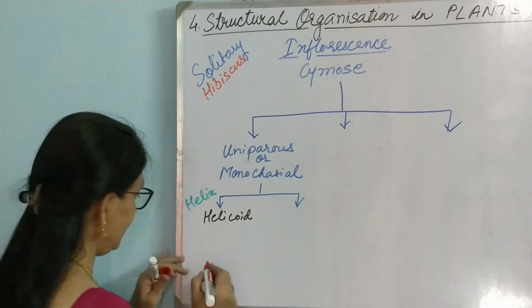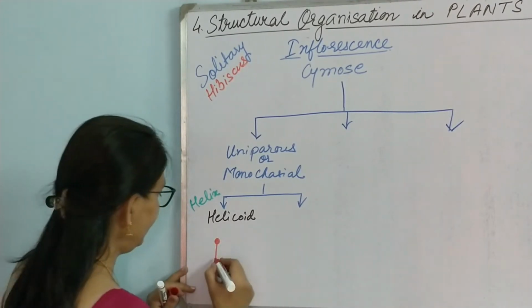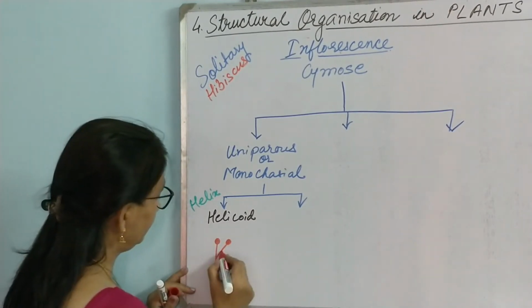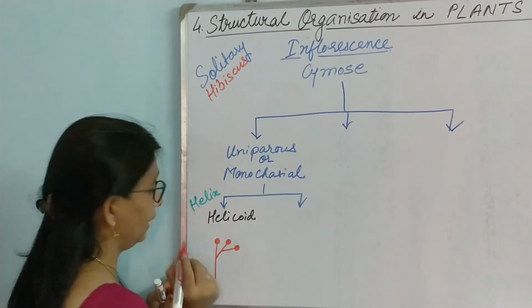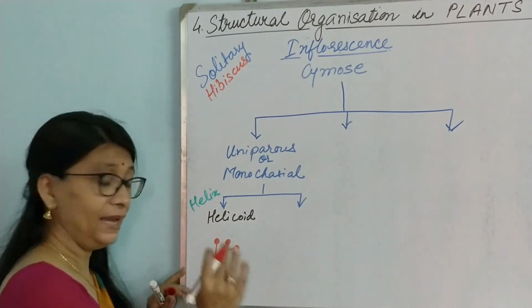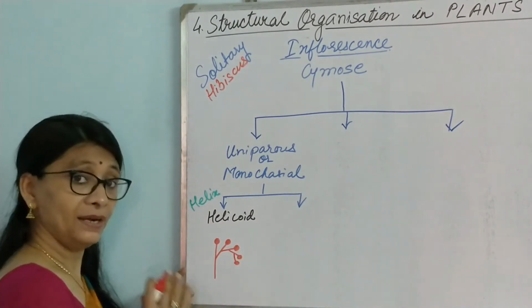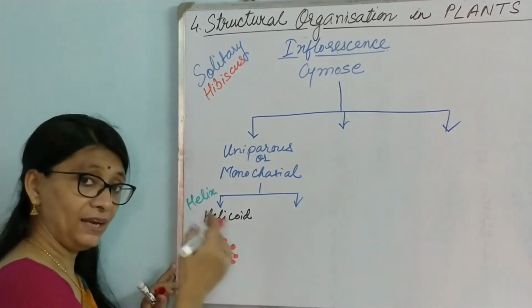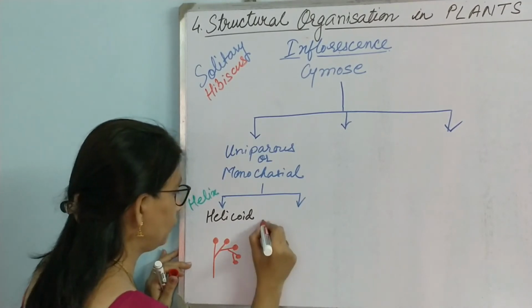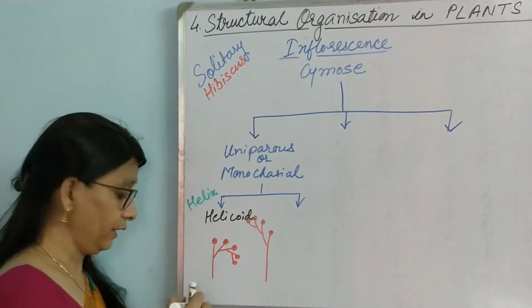So what happens here? Let's see. Say this is the peduncle. It ends in a flower and then the lower portion gives rise to another flower, which again ends in a flower. Then the portion lower to it gives another flower and ends there. The development will always be in one direction. If it is coming on the right side, it will keep on coming on the right side only. If it is left, it will be left also. So either it will be right side or left side.